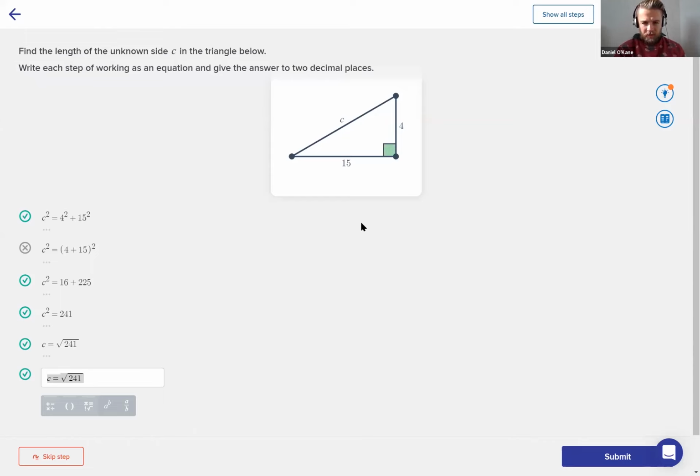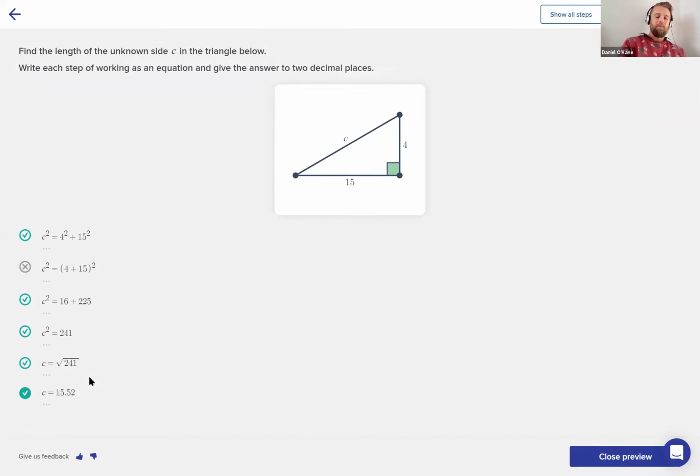I think I pressed the second feature. Yep. So taking the square root of that, I get this answer of 15.52. Okay. So if you write C equals 15.52, that is the correct answer. And I don't need to worry about units of measurement, okay, because I haven't been given any.